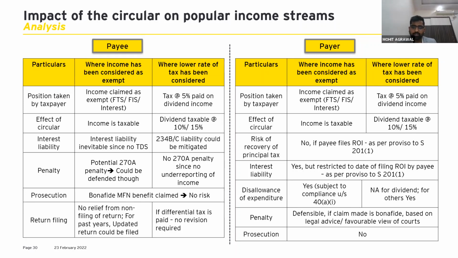Again, the expenses would be disallowed, considering that no withholding was done. As far as dividend is concerned, since it's not a tax deductible expenditure, this disallowance would not be relevant here. Penalty again could be mitigated, and it's defensible if one makes a claim of bona fide nature based on legal advice or a favorable view of courts. So these were a few aspects we wanted to discuss as far as the impact of the circular on the payer and the payee, from a going forward perspective.